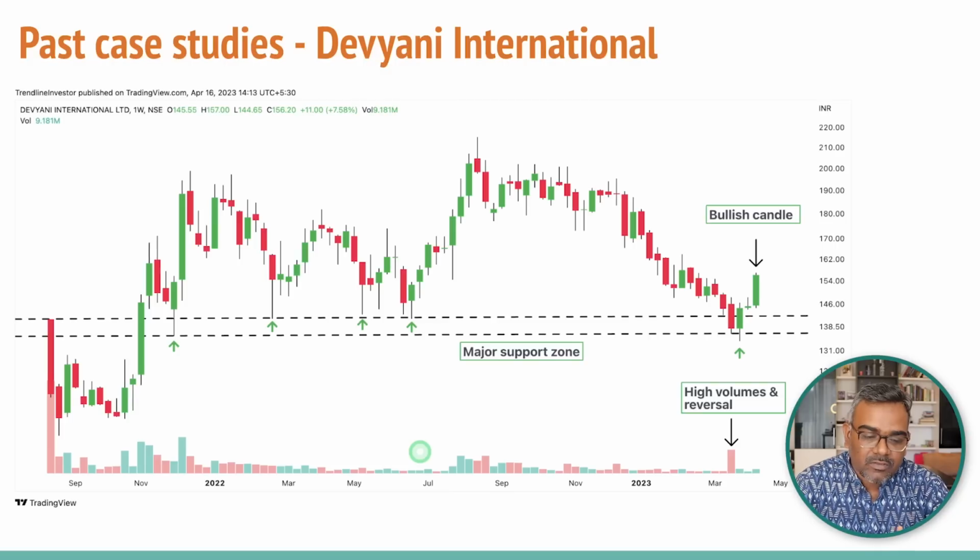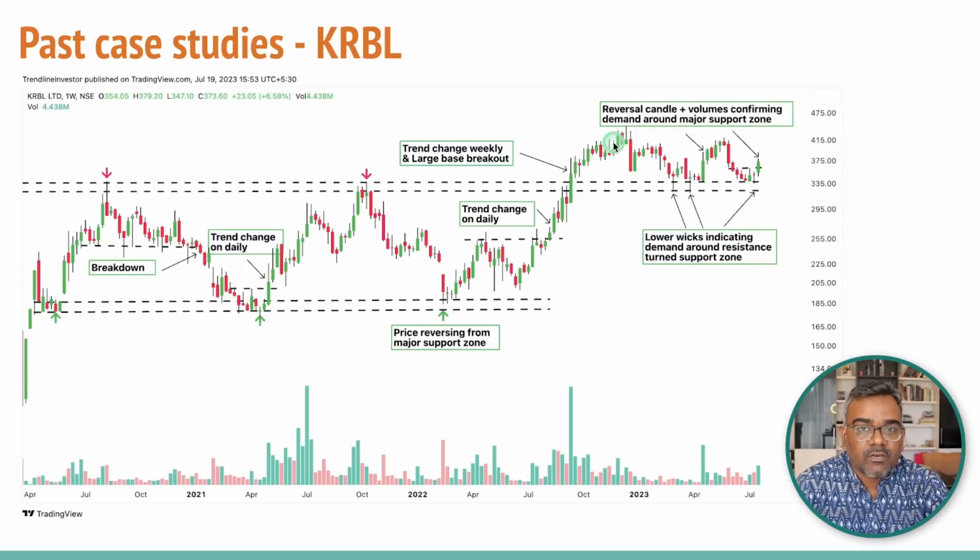Let's move on. So the first example is Devyani. Devyani had everything, all the conditions were satisfied. It had reversed once, twice. Now you can consider this as a single zone as well, or you can consider this as two different zones, right? This is one and this is one. So 1, 2, 3, 4, and for the fifth time it reversed and it was like this. That's when I tweeted about it. And then the stock kind of went all the way up.